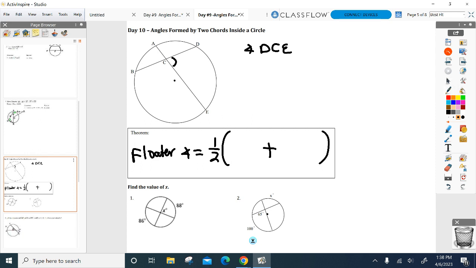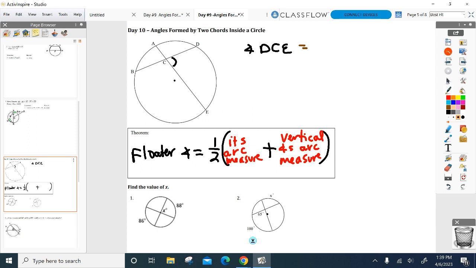The first arc is going to be the arc that belongs to the floater angle. So its arc measure. That's the first thing. I'm going to take its arc measure and add it to, ready? DCE has a vertical angle, doesn't it? That arc measure, all right? So I'm going to take its arc measure and add it to the vertical angle's arc measure. That is how I find a floater, where the vertex is not from the center or on it. It's just floating in there.